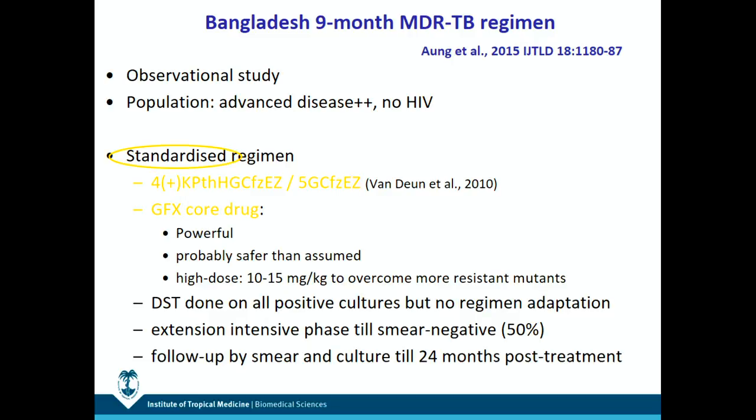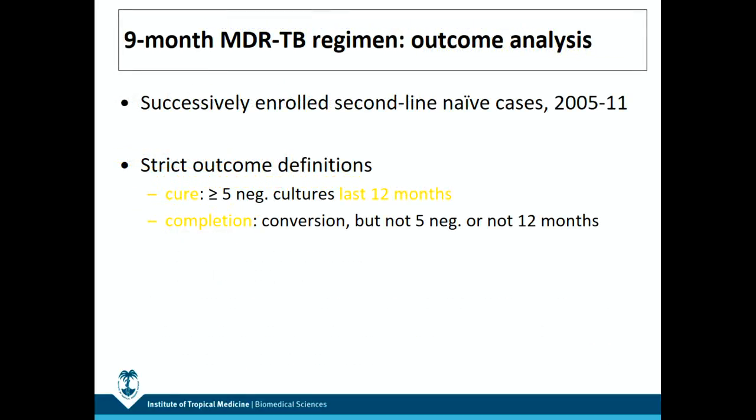It is important to know that it was standardized treatment, so all patients did receive drug susceptibility testing on the isolates, but the treatment regimen was not adapted accordingly. The intensive phase normally is 4 months, but if there was no conversion, then the intensive phase was prolonged. About 50% of the patients in this cohort indeed had a prolongation of the initial phase. The follow-up was done for 24 months post-treatment in this cohort. So the treatment outcome analysis from these patients.